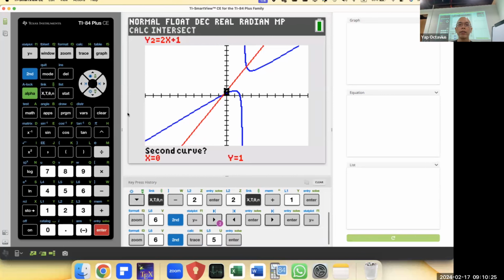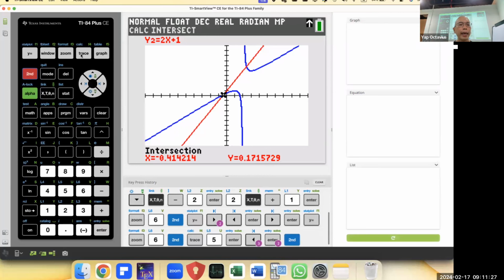Okay, so first curve. Second curve, just put near their intersection point. Then they say guess. Then you have this intersection coming up. Just enter, enter, enter. So that's one intersection. So we still got one more. Okay, so we do the same thing again.